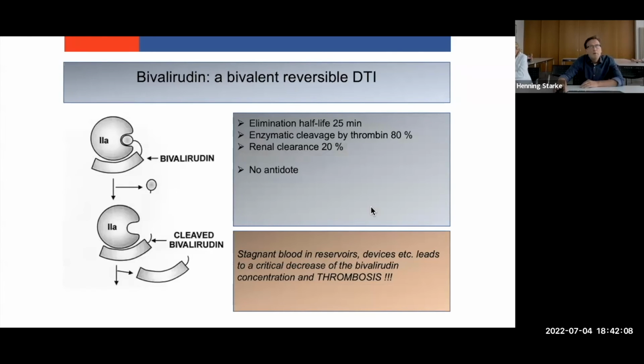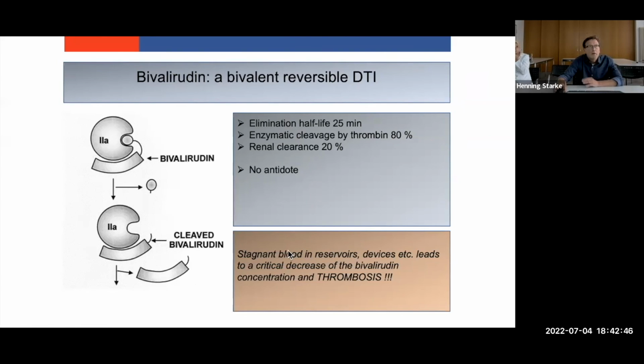So I believe that it is of utmost importance to avoid heparin if ever possible, and the agent of choice is bivalirudin. Bivalirudin is a bivalent reversible direct thrombin inhibitor with a short half-life of 25 minutes. The unique feature is the cleavage by thrombin itself. 80% of bivalirudin is cleaved by thrombin, and only 25% is eliminated via the renal pathway. There's no antidote. However, this unique pharmacology has implications for surgical practice and perfusion practice.